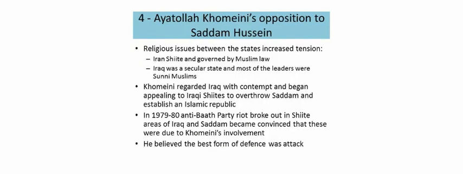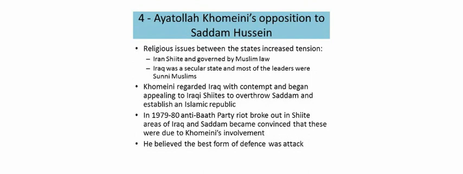The last reason is that Ayatollah Khomeini, of course, had opposed Saddam Hussein. There are religious issues between the states. Iran is now a Shiite Muslim Islamic republic governed by Muslim Sharia law. Iraq, on the other hand, is a secular state led by a man who is ostensibly a Sunni Muslim but not very religious, and most of the leaders of Iraq are the Ba'ath Party people who are Sunni Muslims.